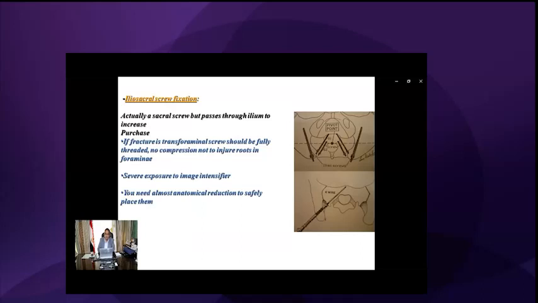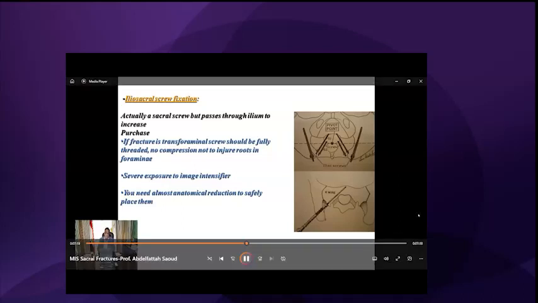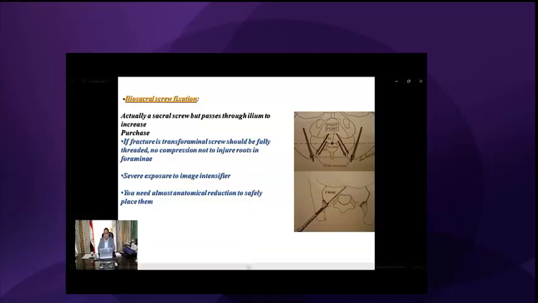To be able to put a screw like this, which easily transfixes any longitudinal fracture in this area, you need perfect reduction first. Otherwise, this is a very dangerous screw which can easily pass through the canal. So you need perfect reduction, and you need a lot of image intensification, which might not be very bad for the patient. It's very bad for the surgeon if he's doing this a couple of times every week. He's killing himself. So this is a problem with the iliosacral fixation.